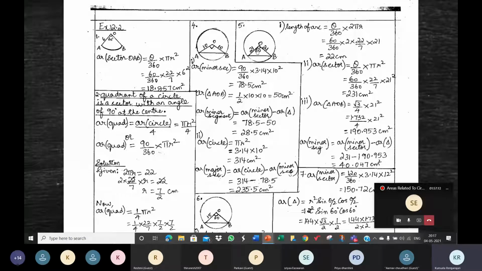Now, what is the perimeter of the major sector? Work it, children. Don't be in a hurry. You can be slow, but you should be correct. That's important. Perimeter of the major sector. 152. I'm just making a note of your answer.